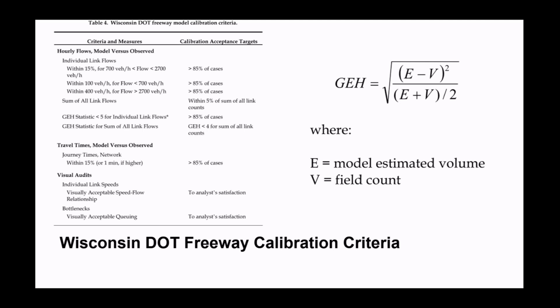I should point out, looking at what the Wisconsin DOT was looking at: hourly flows, just the flows across the entire simulation time period, as well as travel times, again, across the entire simulation time period, like an average across that hour or whatever it might be.